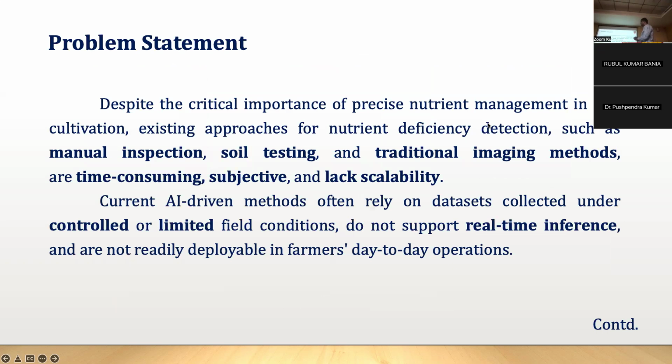So the problem statement, as we have already discussed, is that manual inspection, soil testing and traditional methods are time-consuming, subjective, and lack scalability. So the accuracy cannot be determined or may not be correct. Another point is that the current AI-driven methods, which we have already seen, have used controlled or limited photographs taken in controlled or limited field conditions, and therefore they do not support real-time inference and are not readily deployable in day-to-day operations.